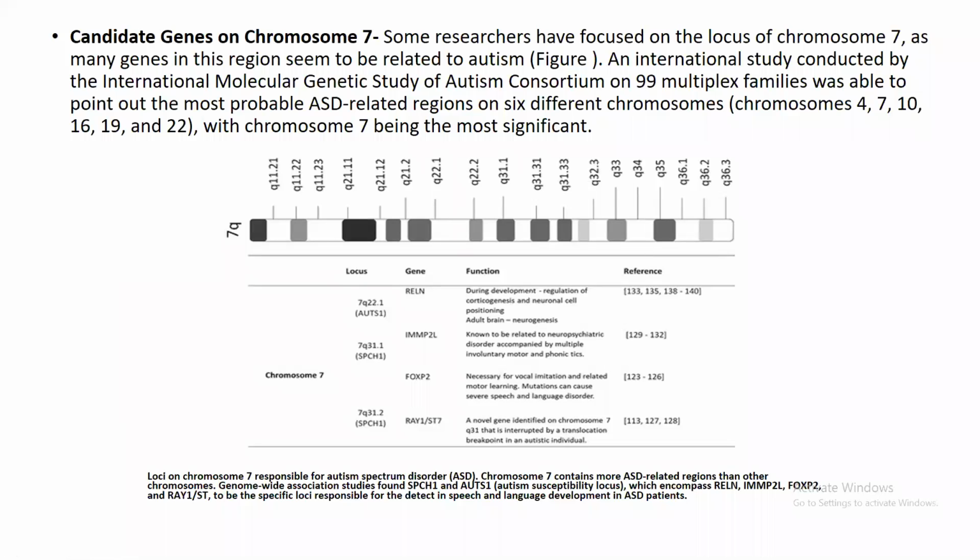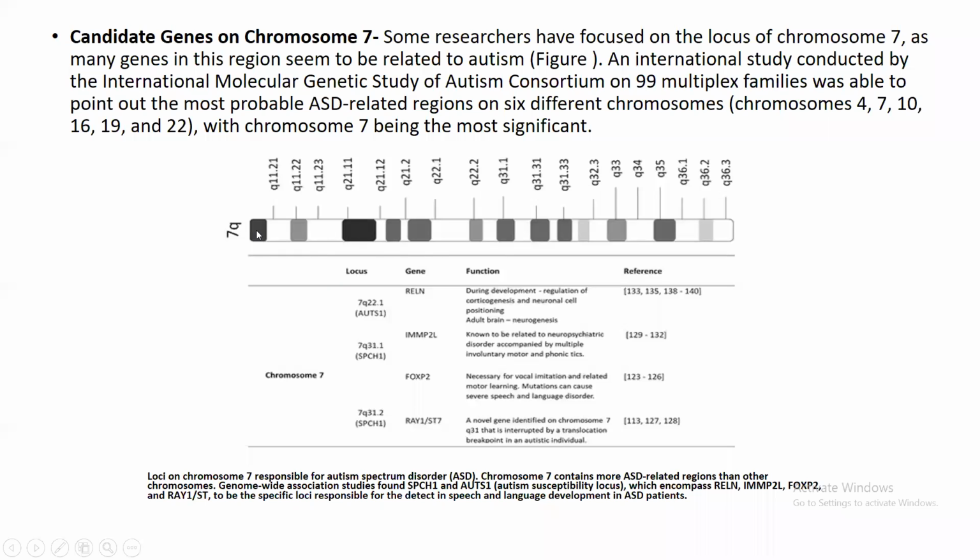Some researchers have focused on the locus of chromosome 7, as many genes in this region seem to be related to autism, and as you can see in this figure, I'll explain later. An international study conducted by the International Molecular Genetic Study of Autism Consortium on 99 multiplex families was able to point out the most probable ASD-related regions on different chromosomes: chromosome 4, 7, 10, 16, 19, and 22, and some have 15, with chromosome 7 being the most significant.